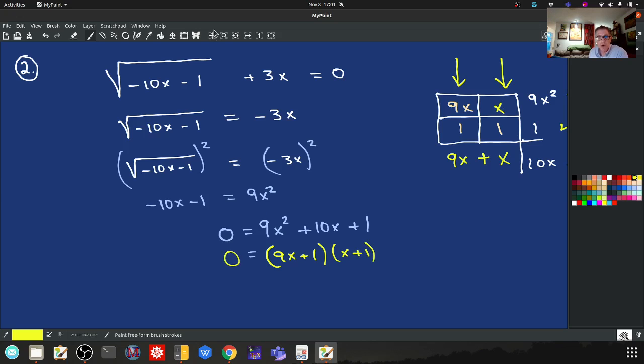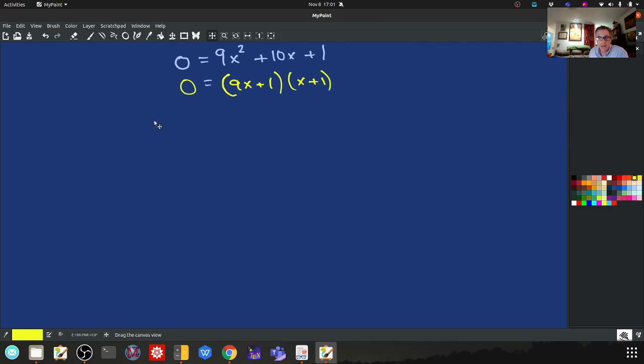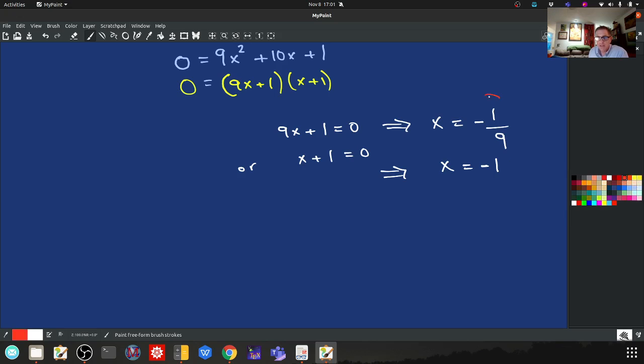So if 0 is equal to 9x plus 1 times x plus 1, that means 9x plus 1 is equal to 0, or x plus 1 is equal to 0. This top implies that x is equal to minus 1/9. And the bottom implies x is equal to minus 1. So again, these are my two possible solutions.